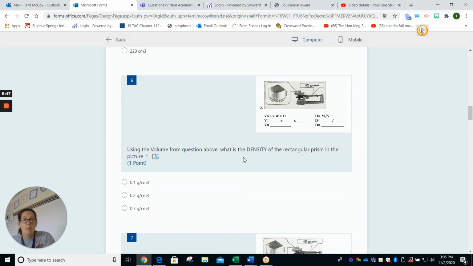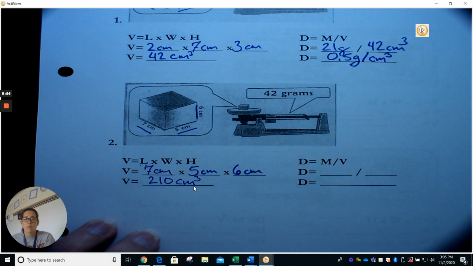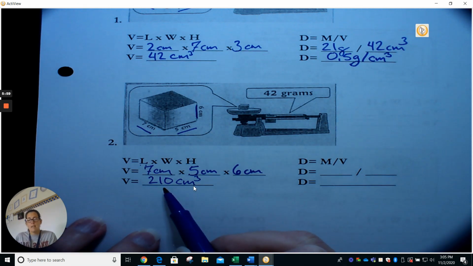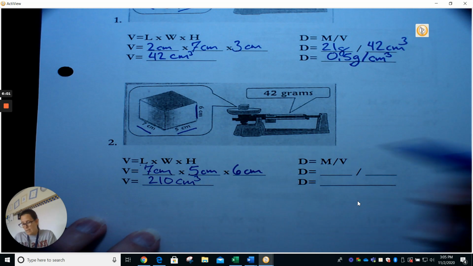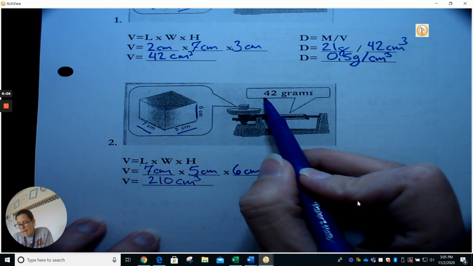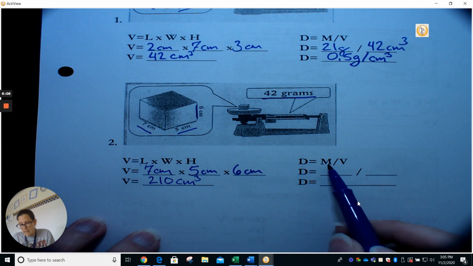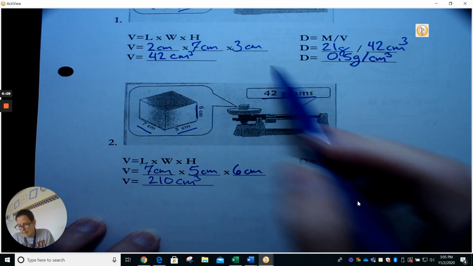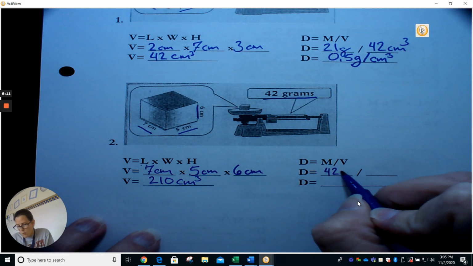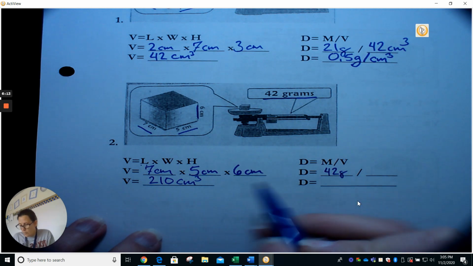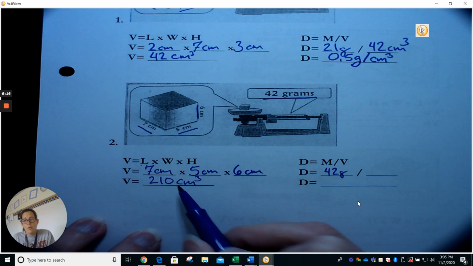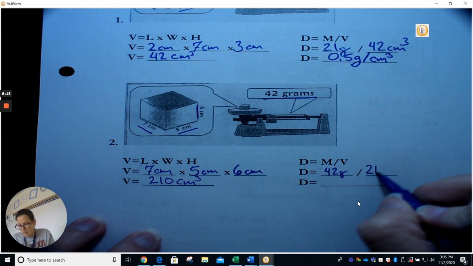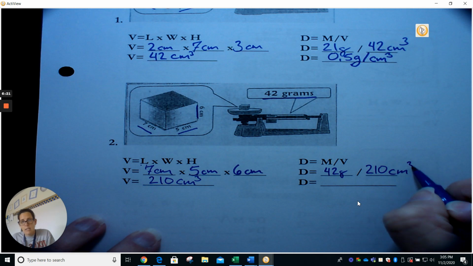Using the volume from the question above, what is the density of the rectangular prism in the picture? So we've got our volume. We just figured that out right here. So it's 210 centimeters cubed. Now we need to find our mass first, because density equals mass divided by volume. Our mass is 42 grams. And our volume, we just found it right here, is 210 centimeters cubed.